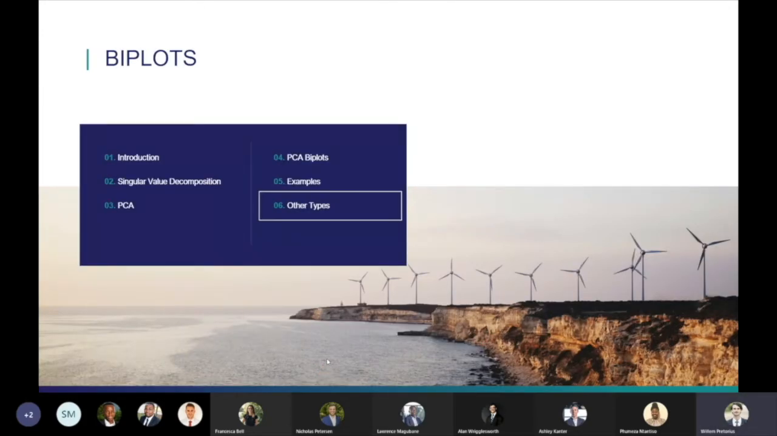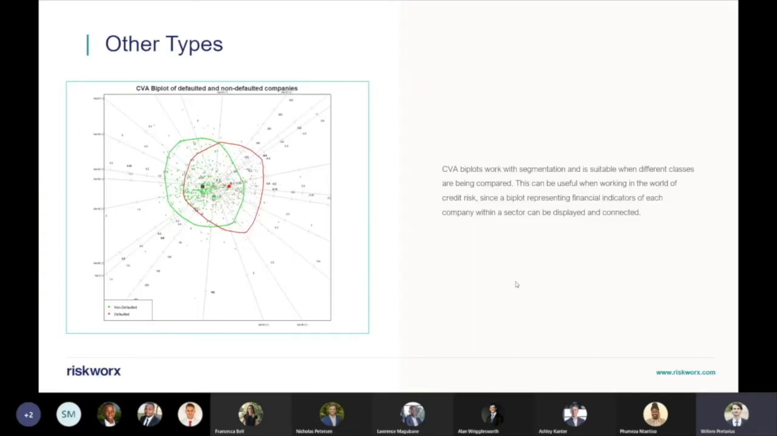So now we move on to other types of biplot. So your CVA biplot works with segmentation and is suitable when different classes are being compared. So this can be useful when working in the world of credit risk, since a biplot representing financial indicators of each company within a sector can be displayed and connected. And CVA biplots also provide means of classification, whereby making it possible to build prediction models to identify if a company will, let's say, go bankrupt or not.